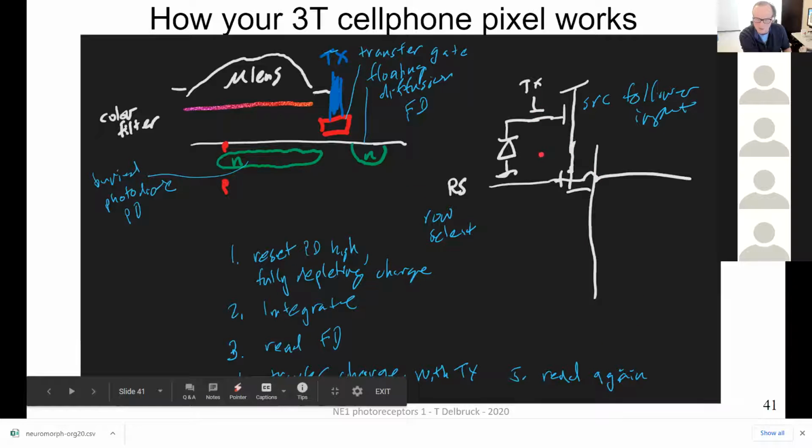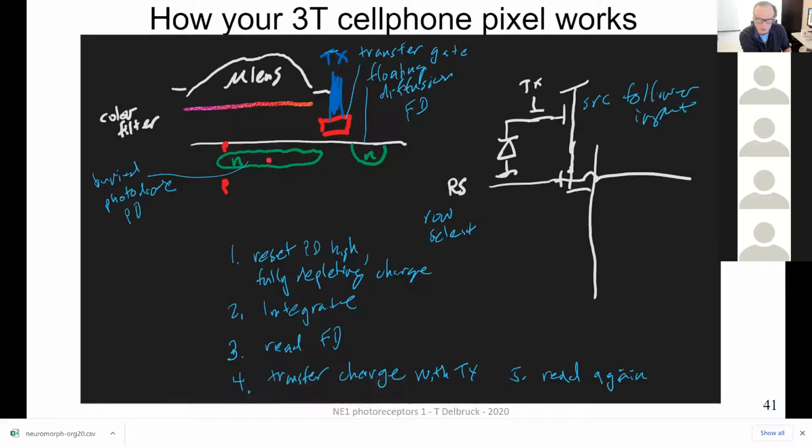Now you turn on the transfer gate, and all the charge that is accumulated on this pinned photodiode gets transferred over to this floating diffusion, and it changes the voltage on this gate. Now you read the new voltage. The difference of those two voltages is proportional to the amount of light that's shined on the pixel. And that's what's happening in your smartphone pixel when you're taking pictures.